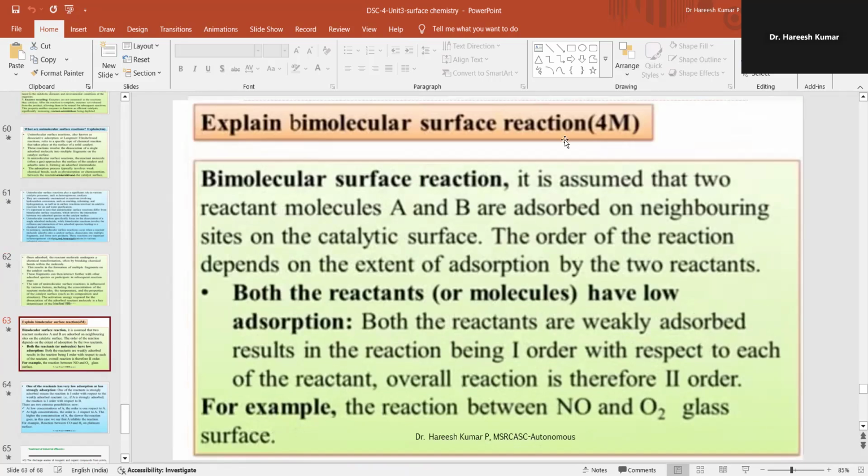Then let us explain the bimolecular surface reaction. In a bimolecular surface reaction, it is assumed that two reactant molecules, A and B, are adsorbed on neighboring sites on the catalytic surface. The order of reaction depends on the extent of adsorption of the two reactants. First case: both the reactants have low adsorption. In such a case, both of the reactants are weakly adsorbed, which results in the reaction being first order with respect to each of the reactants. The overall reaction is therefore second order. For example, the reaction between nitric oxide and oxygen on a glass surface.